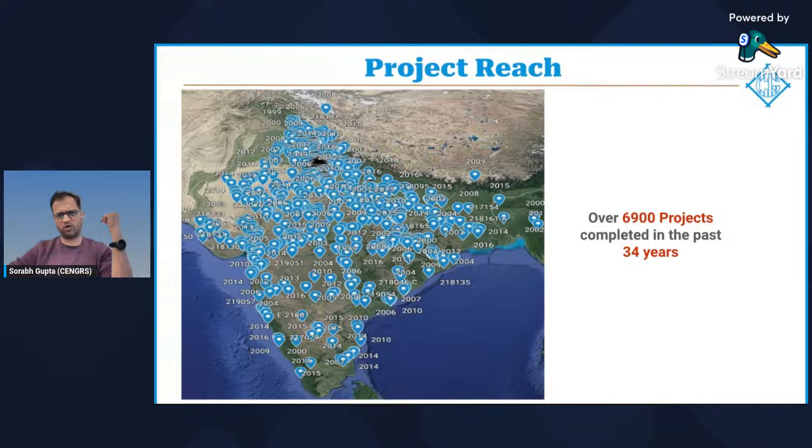This is a map of what we have accomplished so far. As we said earlier, around 6,900 projects in the last 34 years. We like to believe there's no part of the country which we haven't explored, and possibly, by some standards, we might now have one of the country's largest subsurface models anywhere, privately held.